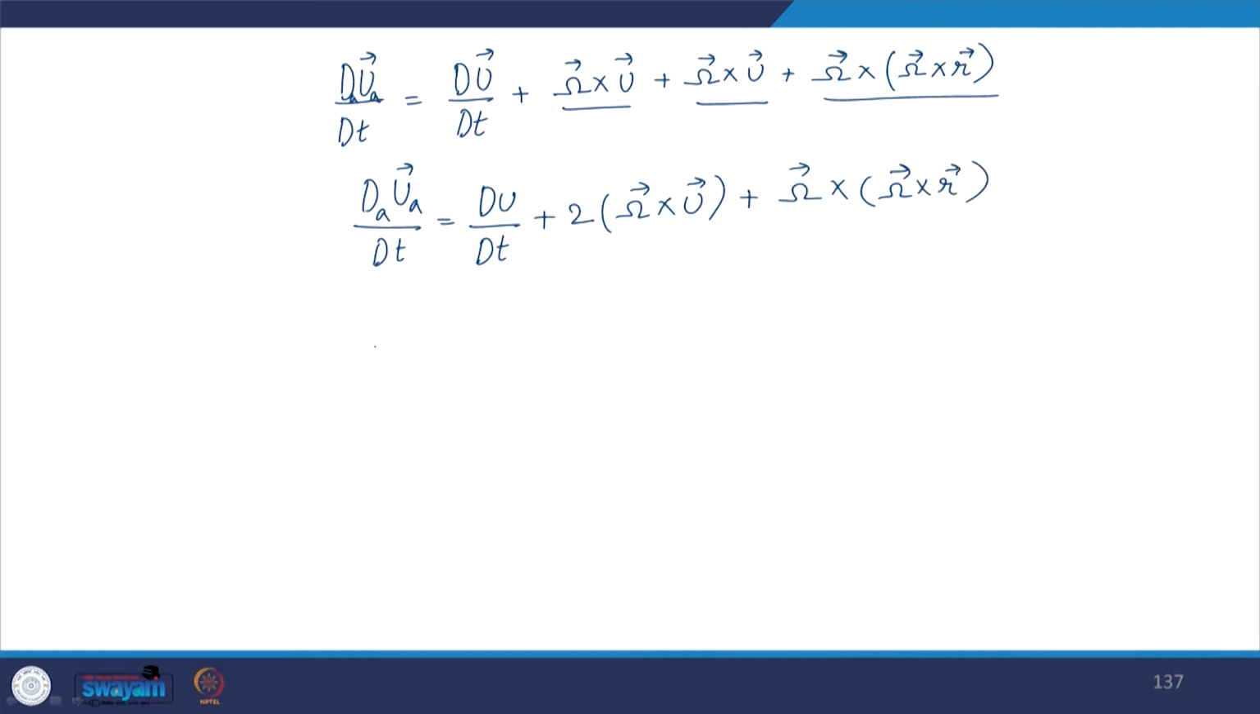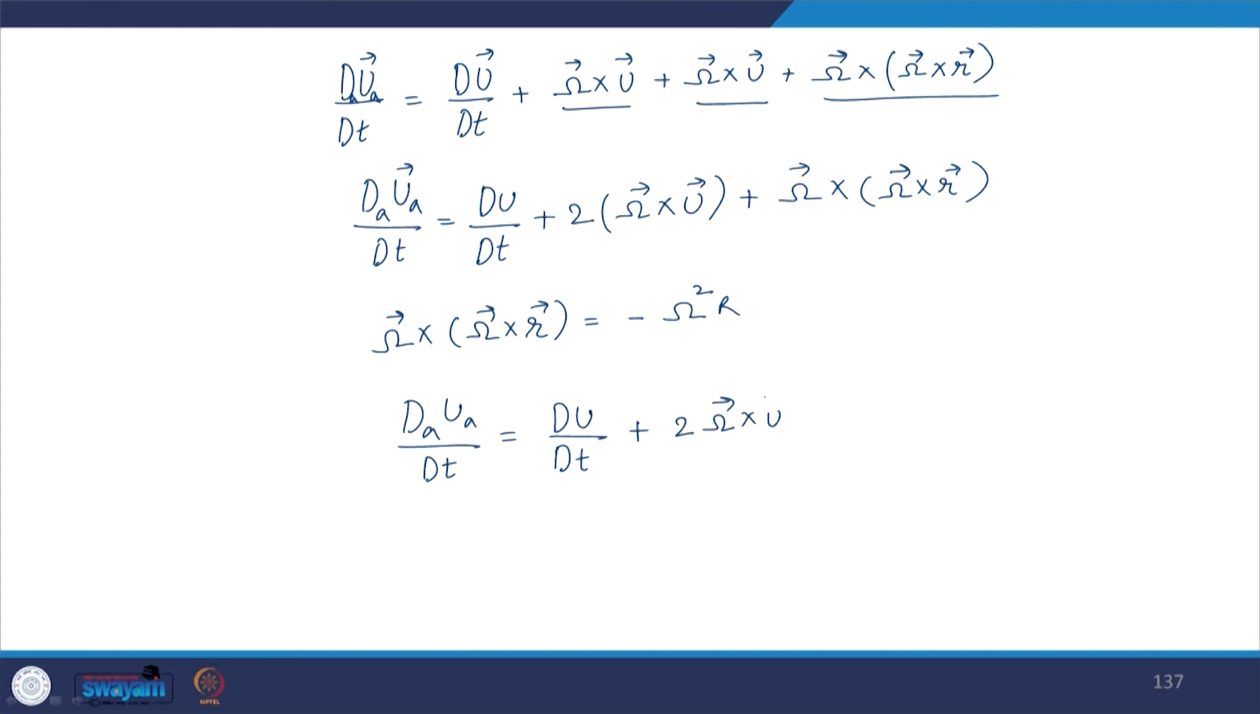Right. Now, about this vector triple product, what I can write is omega cross omega cross r. If it is the radial vector r, by using the vector identity, we can simply write it as minus omega square r. Using this, dA ua by dt is du by dt plus two omega cross u minus omega square r.